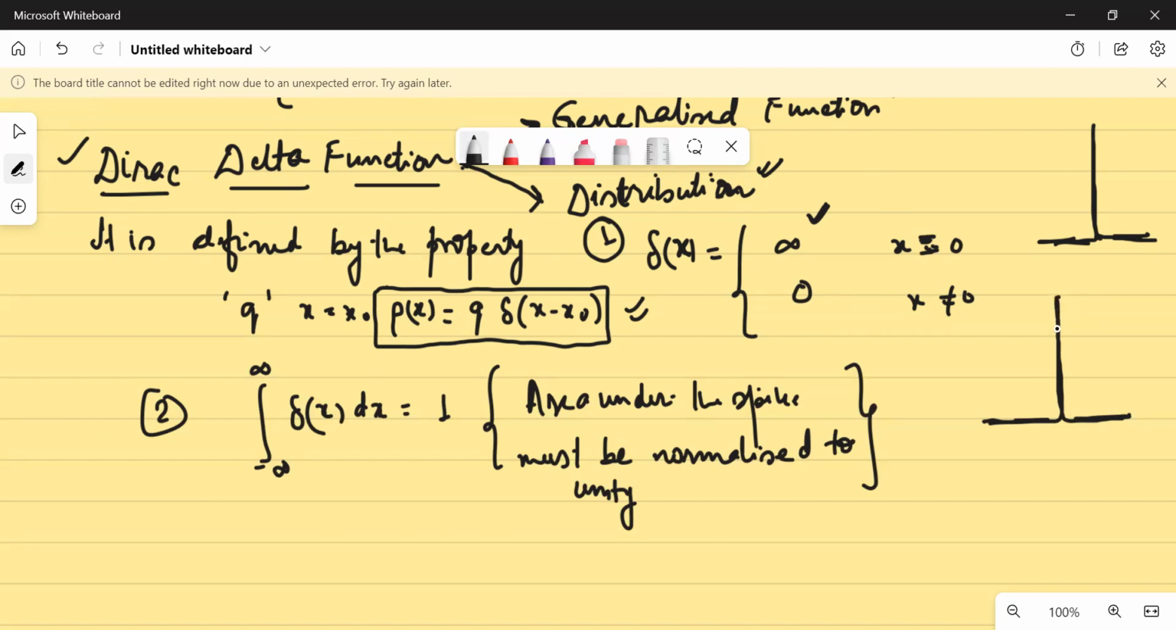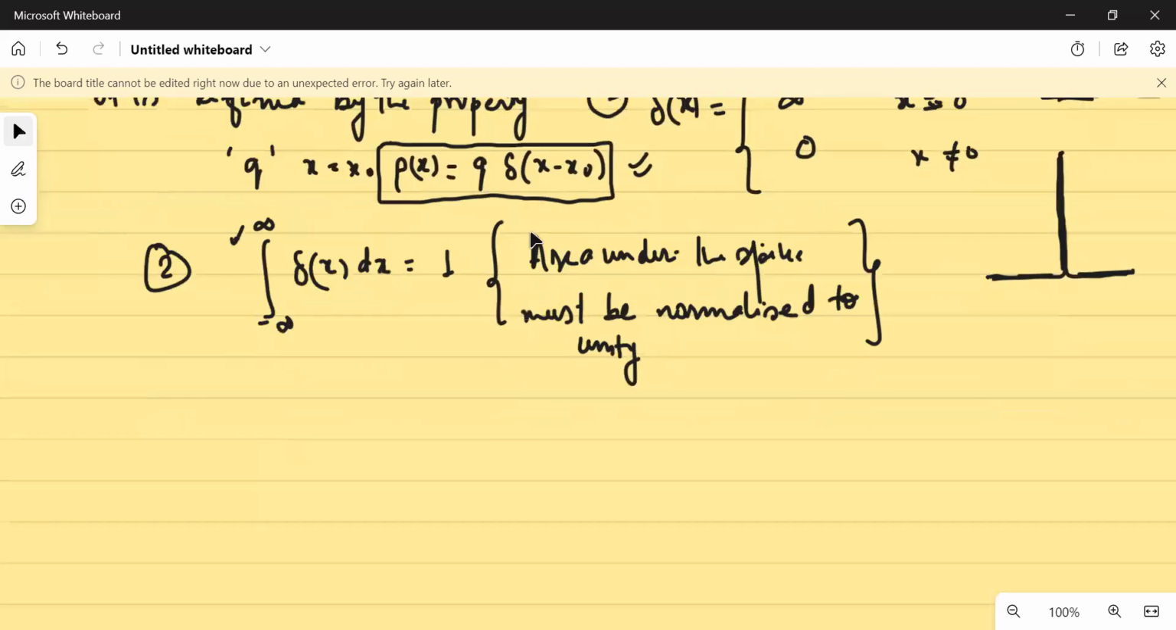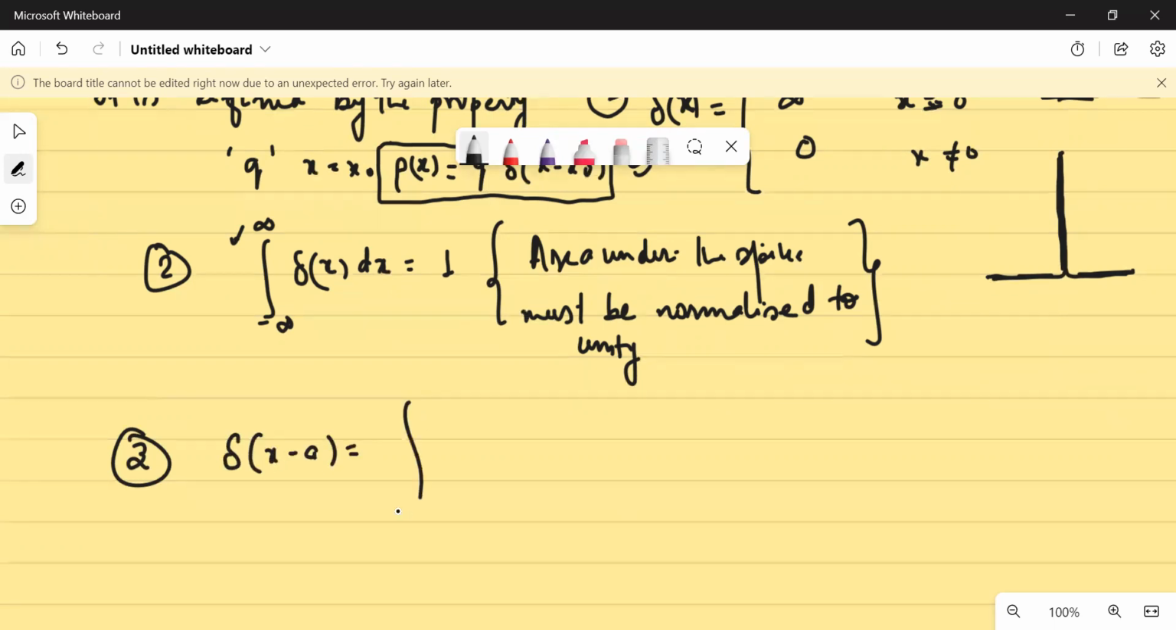Further, this is a spike, and the area under the spike should come as 1. To define it in a more proper sense, I would say that the area under this spike should be normalized to unity. Now, if this spike is not at x equal to 0, how can you redefine the function? If my spike is at x equal to a, then I would write Dirac delta of x minus a is equal to infinity if x is equal to a, and it is equal to 0 if x is not equal to a.